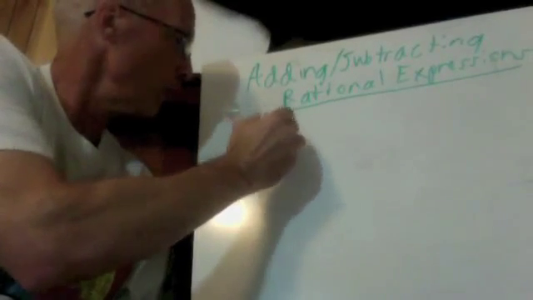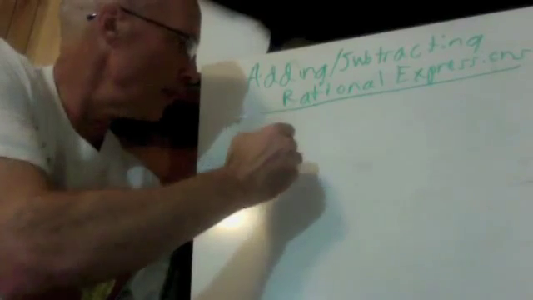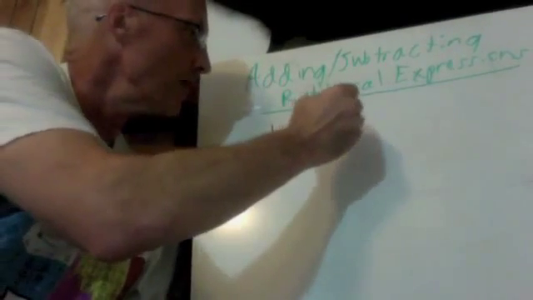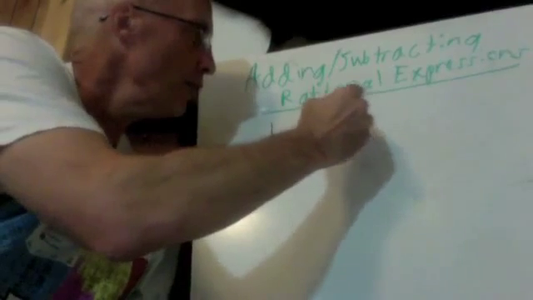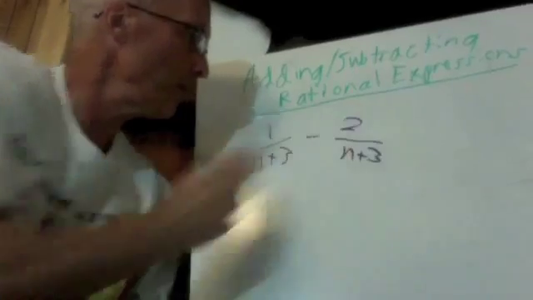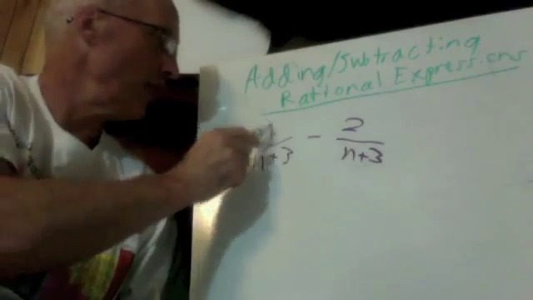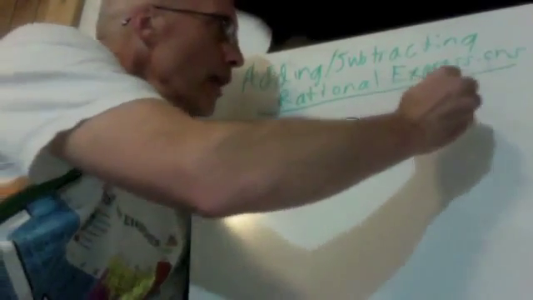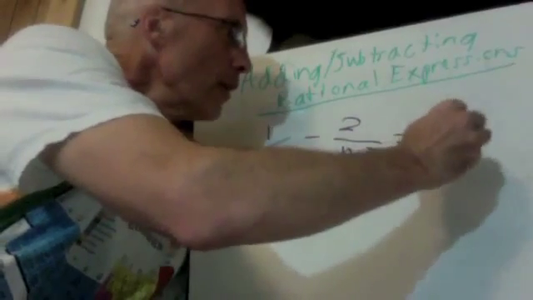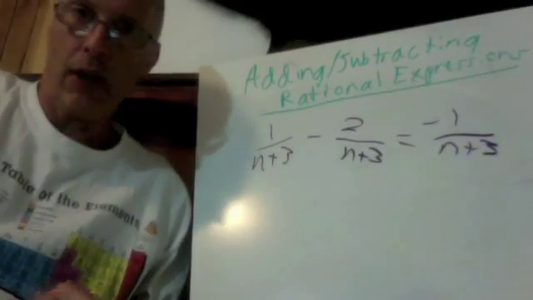Sometimes these are going to start off with common denominators. For instance, 1 over, let's say, n plus 3 minus 2 over n plus 3. You see they already have common denominators. So it's basically this minus this over that common denominator, right? So -1 over n plus 3 would be your final answer. I hope you see how that works.